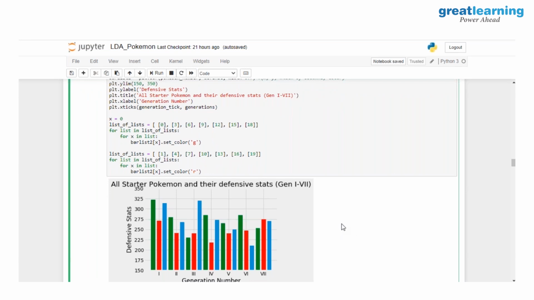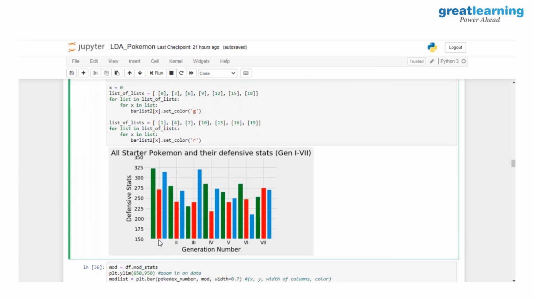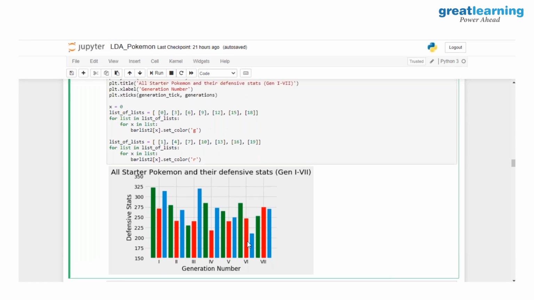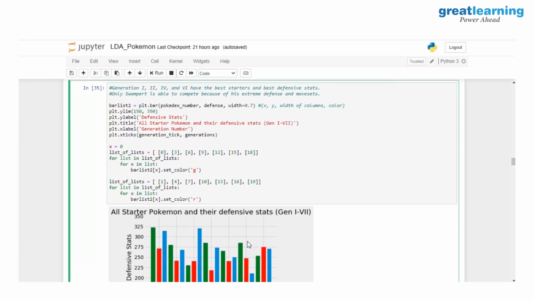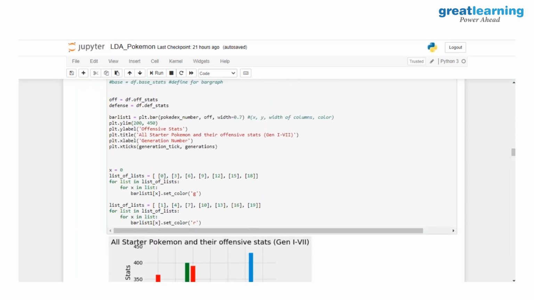You see this here. 1, 2, 4, and 6. Look at this. 1, 2, 4, and 6. What we say by this is their starters and their defensive stats are the best compared with any of the others as we look at their defensive stats.